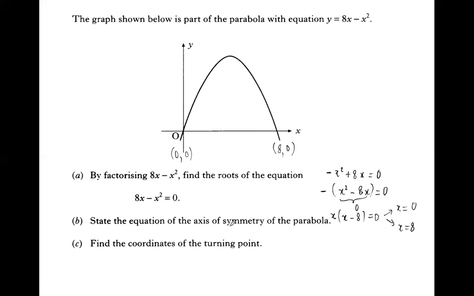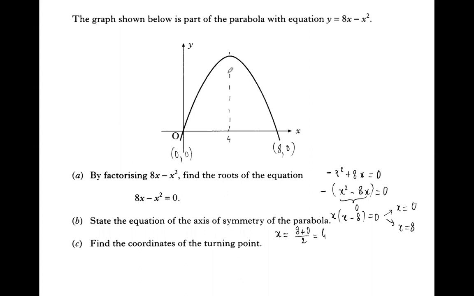Now state the equation of symmetry. 8 and 0. What's halfway between 8 and 0? 4. There you go. So you just write x equals 4. That's pretty easy. Or you can just say 8 plus 0 divided by 2, which is what we've done before. But you can just state 4. You won't lose a mark.